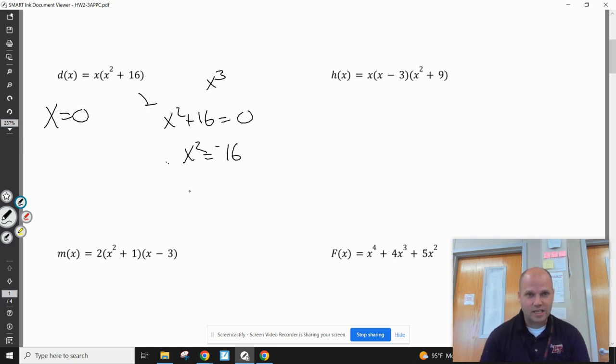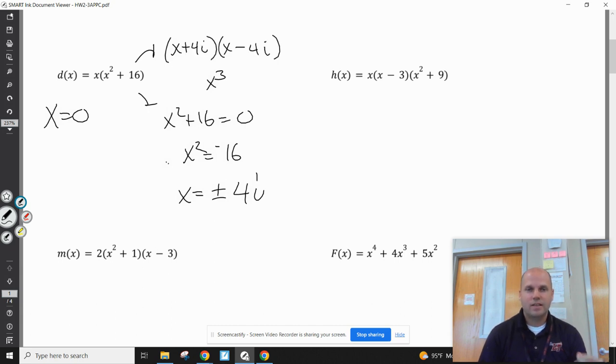We subtract 16, we take the square root. Remember, the square root of negative 16 is the square root of 16 and the square root of negative 1, which is i. We get plus or minus 4i, meaning this can factor to be x plus 4i and x minus 4i. That shows the pair of complex solutions that we have.